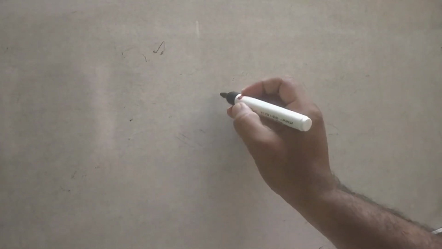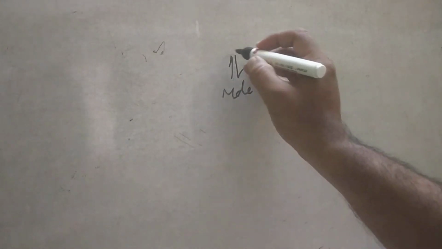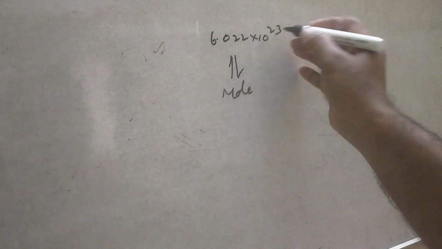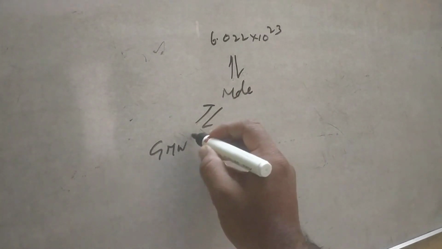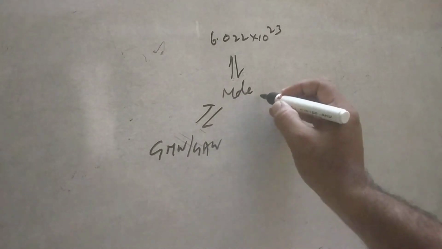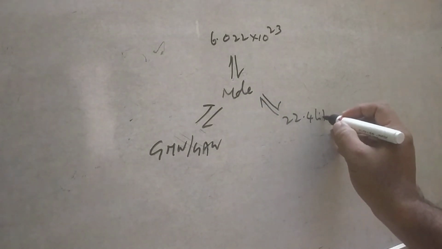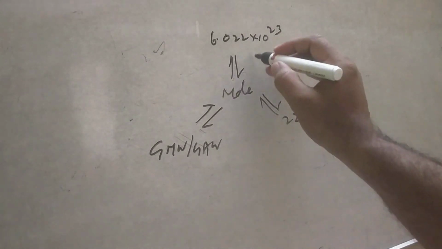Finally, I would like to tell you that one mole is equal to the Avogadro number, 6.022 into 10 to the power of 23 atoms or molecules. If you want it in grams, it is the gram molecular weight or gram atomic weight. If it is in liters, 22.4 liters is only for gases, or 22,400 ml. So this is a triangle relation.